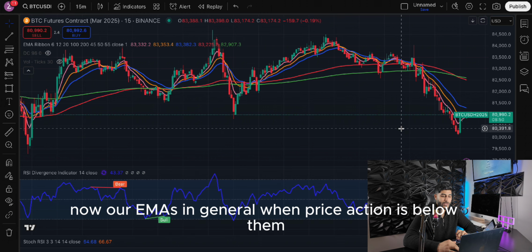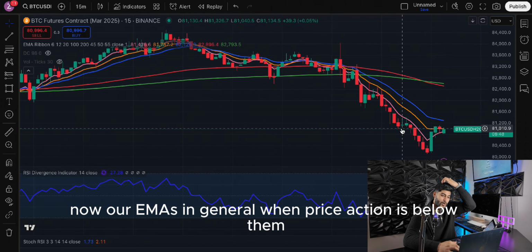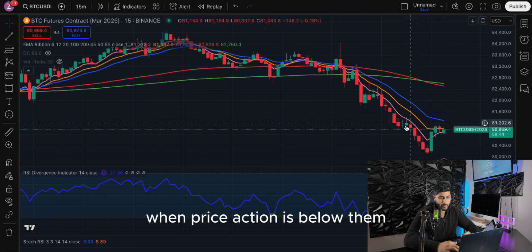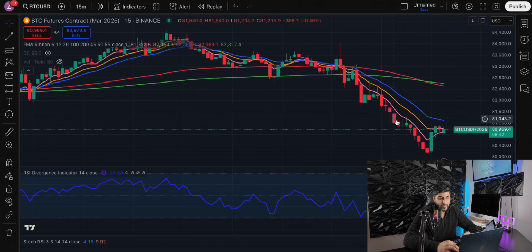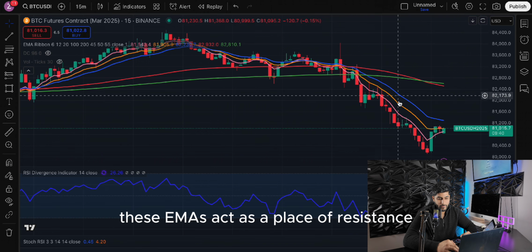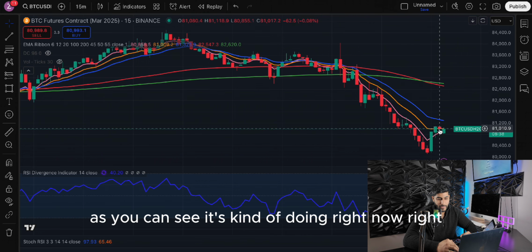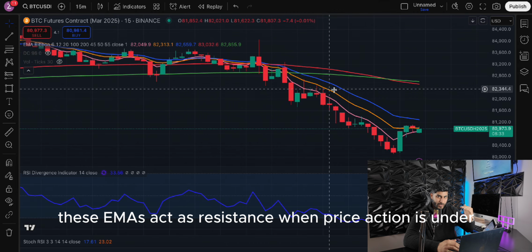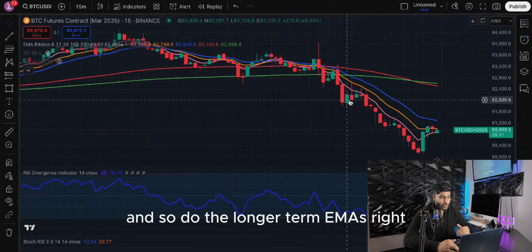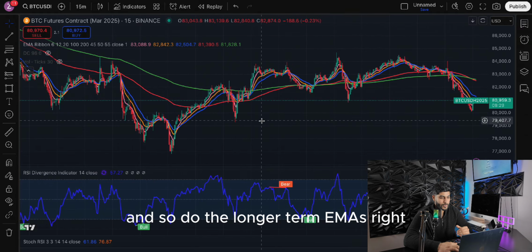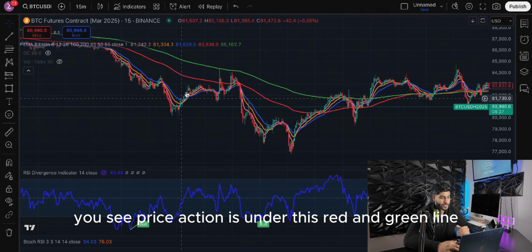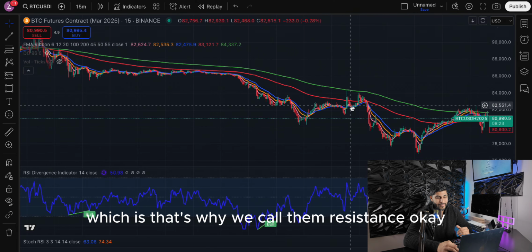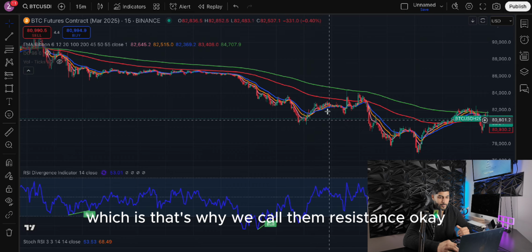Now, our EMAs in general, when price action is below them, so let's take the shorter term EMAs for example. When price action is below them, these EMAs act as a place of resistance, as you can see it's kind of doing right now, right? These EMAs act as resistance when price action is under. And so do the longer term EMAs, right? You see price action is under this red and green line, which is our longer term EMAs, and we're finding rejection on them, that's why we call them resistance, okay?